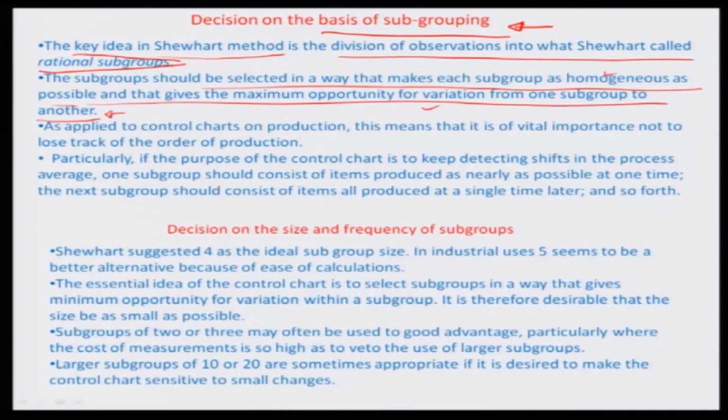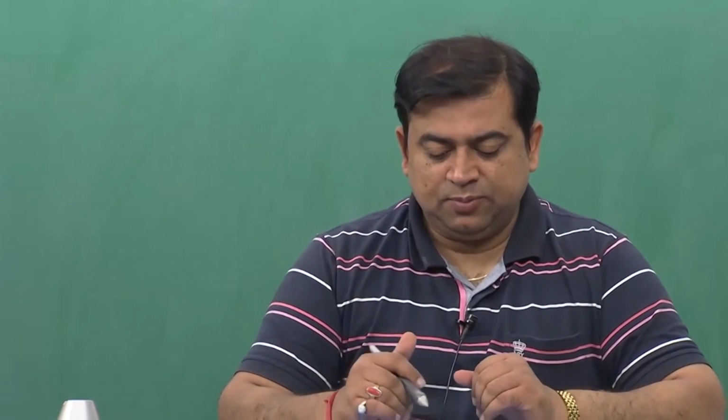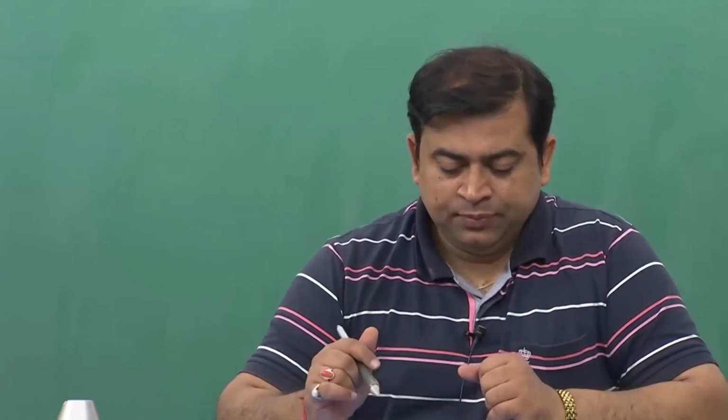As applied to control charts on production, this means that it is of vital importance not to lose track of the order of production, because a control chart is only an assistive technology. You have to remember that the final goal is really the output of the production. A control chart can only be a subdomain information collection system, which should not jeopardize the main cause, which is really the high level of production at the particular center.